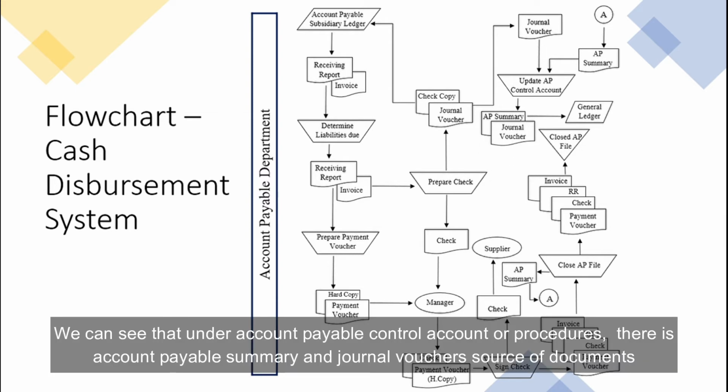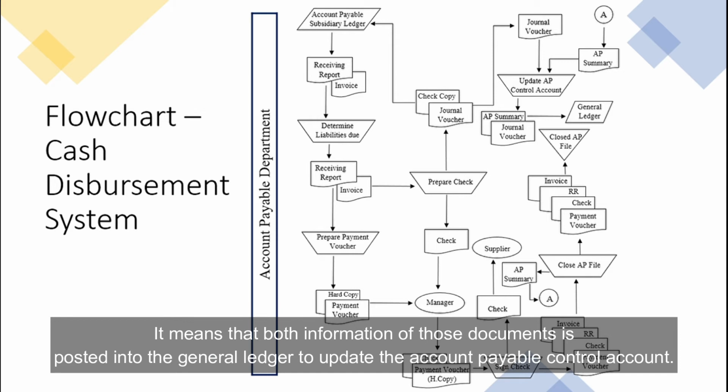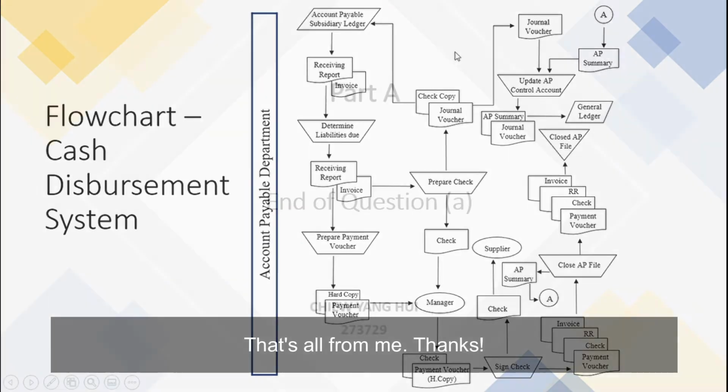We can see that under the update account payable control account procedure, there is account payable summary and general voucher source document, and then the arrow is sent to the general ledger. It means that both information of those documents is posted into the general ledger to update the account payable control account. That's all for me. Thanks.